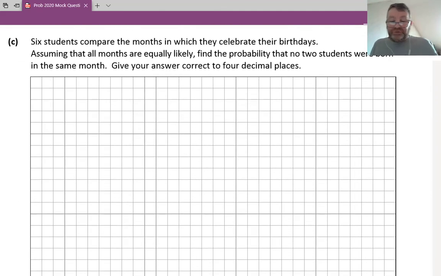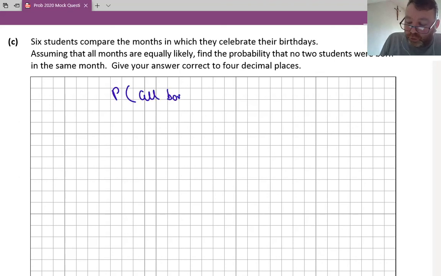Part C. Six students compared the months in which they celebrate their birthdays. Assuming that all months are equally likely, find the probability that no two students were born in the same month and give your answer correct to four decimal places. Now, let's think about that. Probably no two students were born in the same month. If no two students are born in the same month, what's another way to say the same thing? All born on different months. So now I'm looking for the probability that all were born on different months.